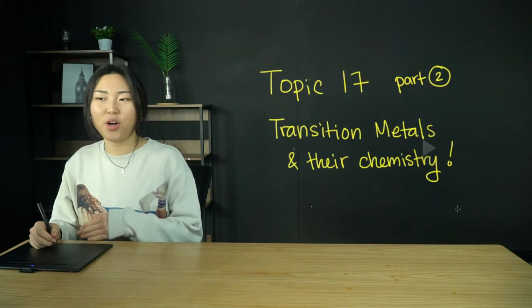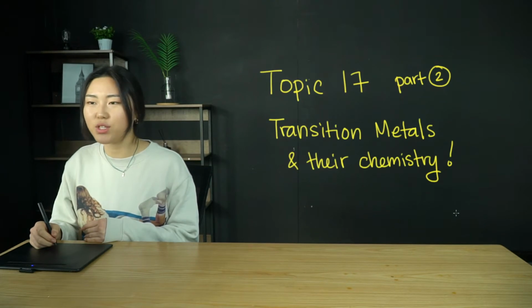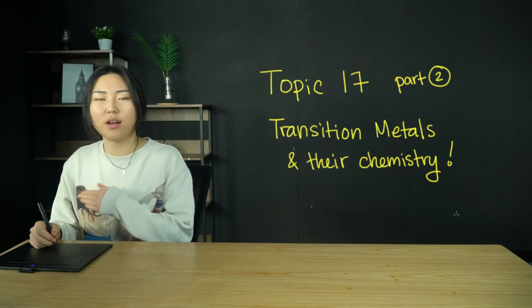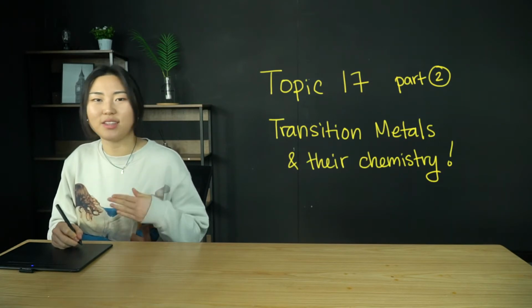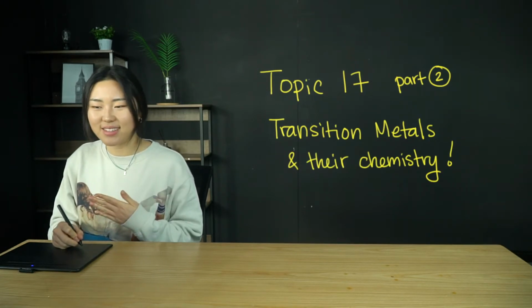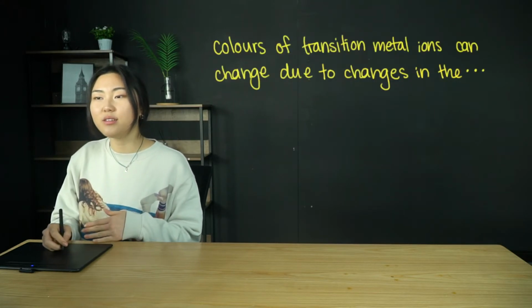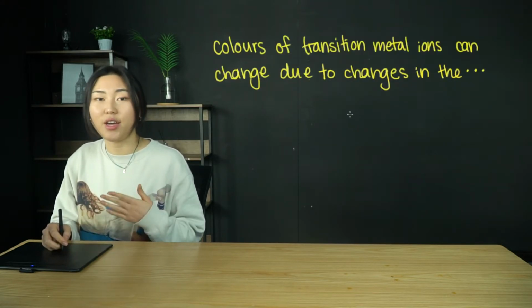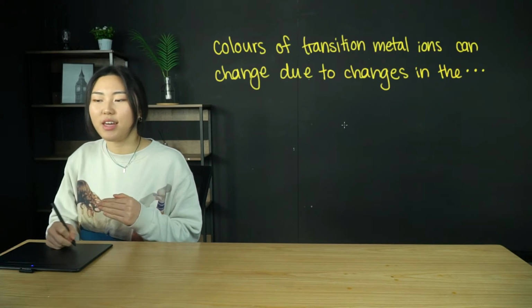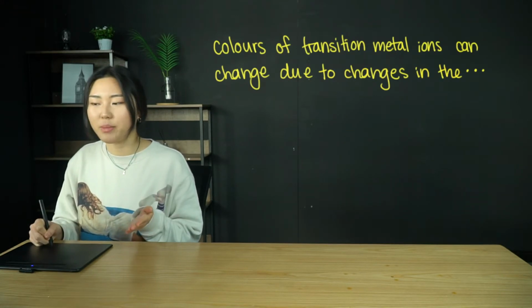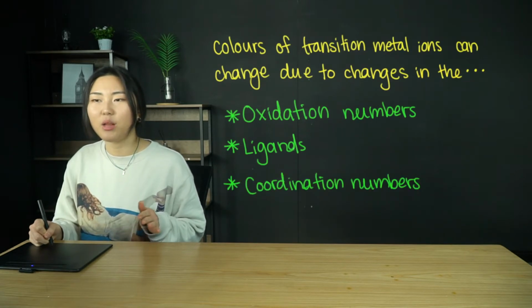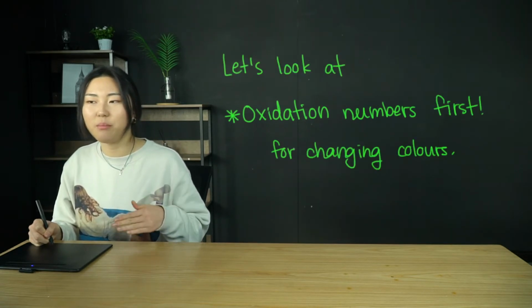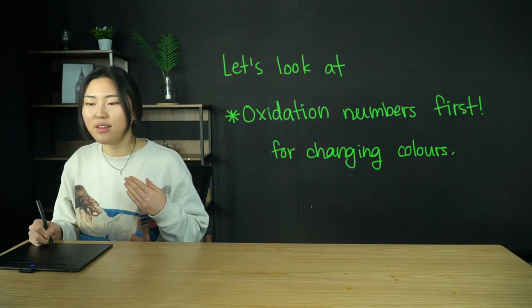This video is going to be discussing part 2 of transition metals and their chemistry, and so we'll be focusing on colors and specifically changing the oxidation numbers. So let's start. Colors of transition metal ions can change due to the changes in the oxidation numbers, ligands, and coordination numbers. But in this video, I'll be looking more at the oxidation numbers changing using vanadium.